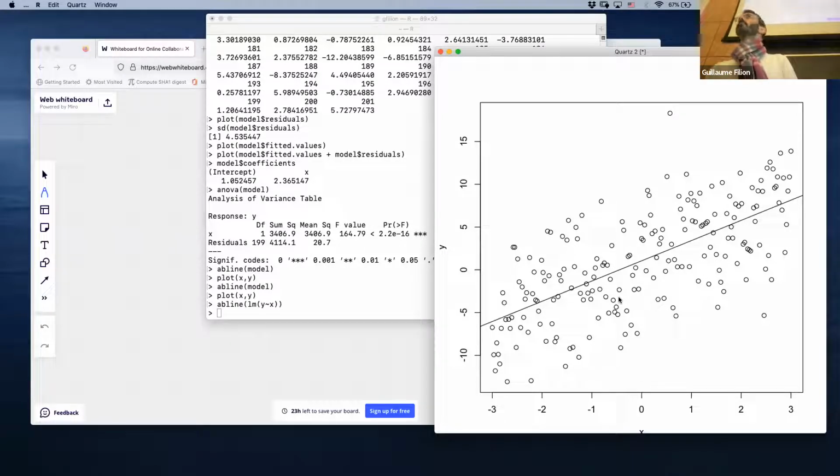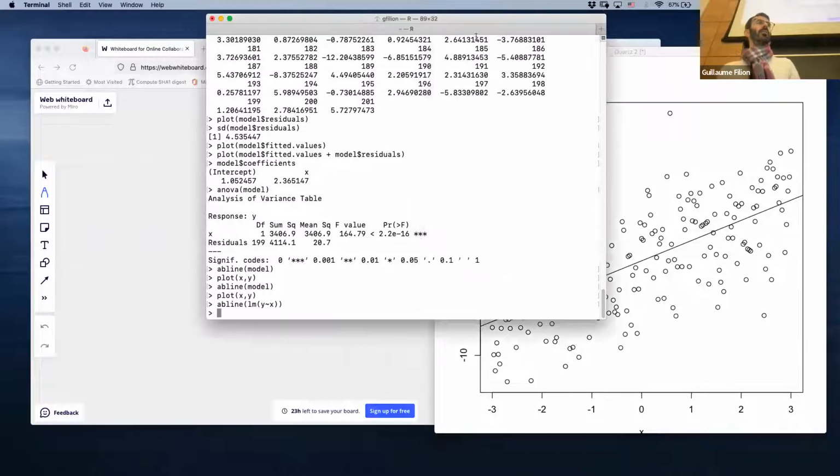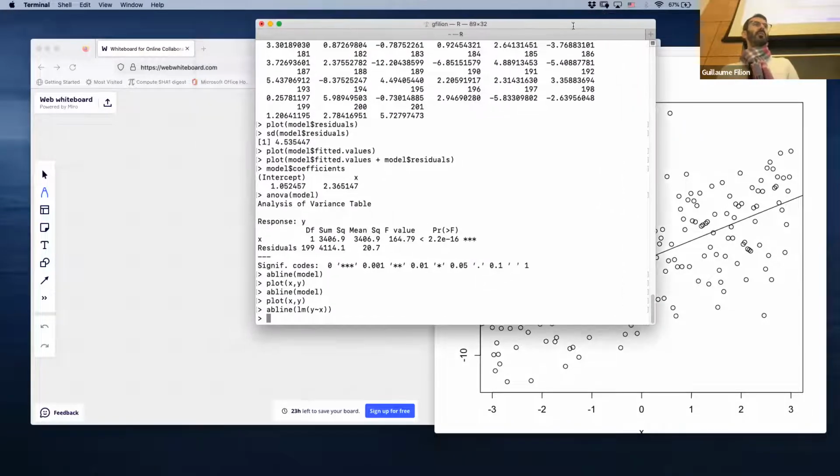So far, so good. All right, we're going to take an example that will show that linear regression is awesome, but this is not the end of the story. There are some things that are a bit limiting factors with a regression line.